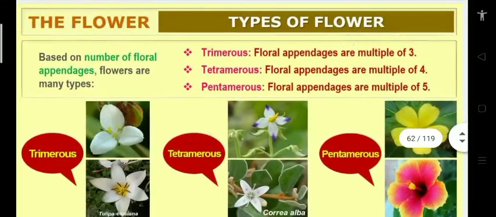Next, just now I said types of flower based on the floral appendages. If floral appendages are multiples of 3, that is trimerous. Example, monocots. Floral appendages multiples of 4, that is tetramerous. Then floral appendages multiples of 5, that is pentamerous. Tetramerous and pentamerous are seen in dicotyledons only. See, just now we discussed the types of flower based on reproduction, based on symmetry, based on floral appendages.